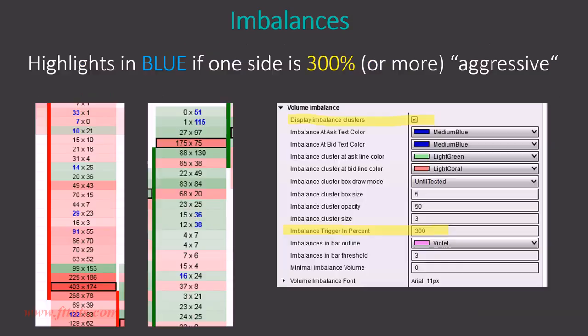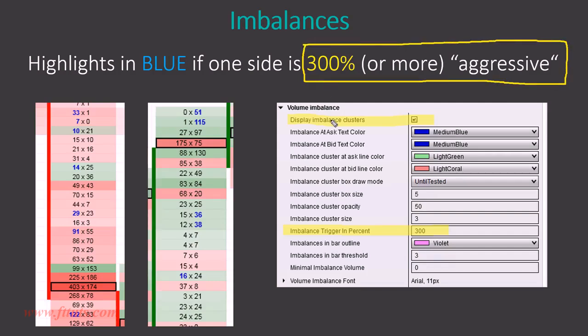Now, what those blue numbers actually tell us is that one side of the market is 3 times or more aggressive than the other side of the market. Now, if you remember, I already talked about that. When you read the footprint, you always compare those two numbers diagonally, all right? So you compare 20 to 25, 49 to 36, 70 to 43, and so on.